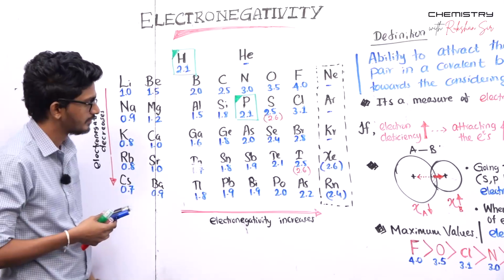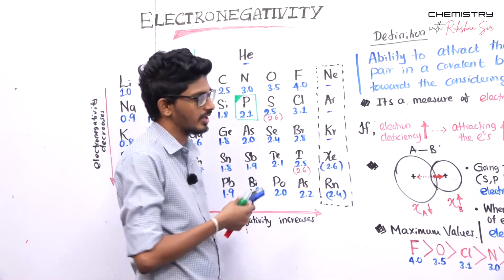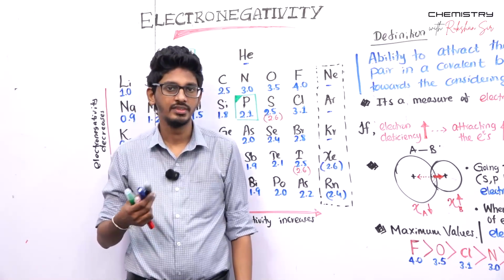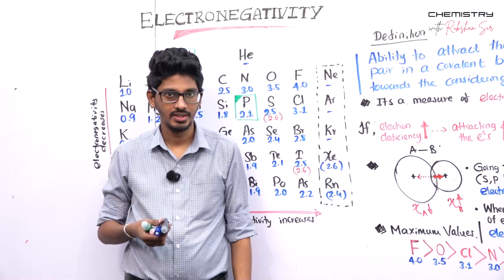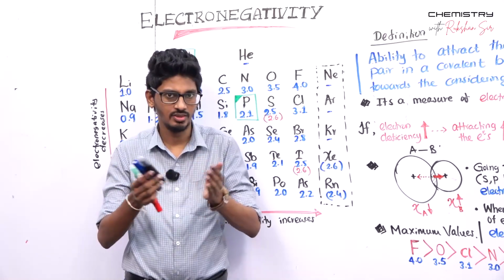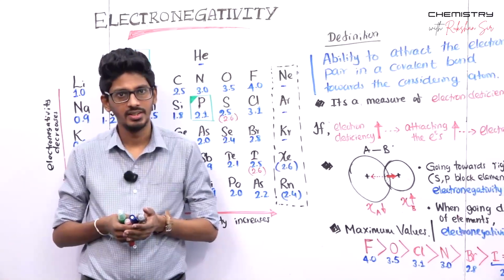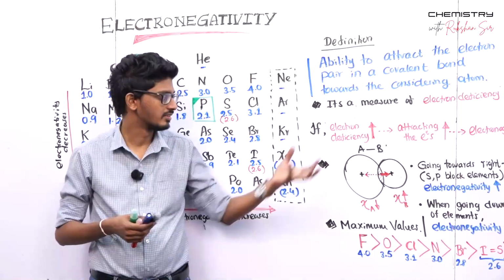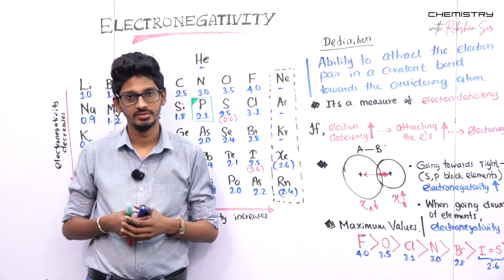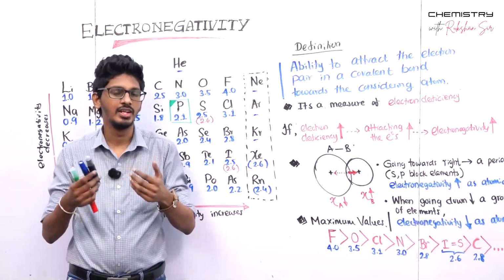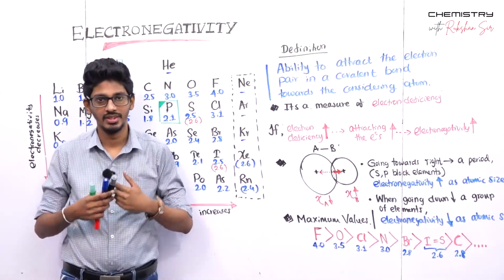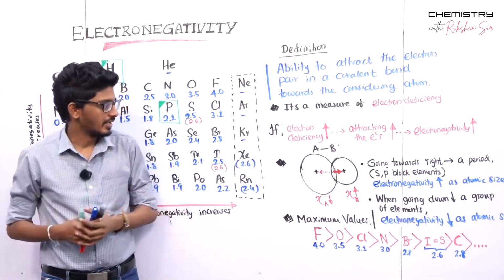Actually, this is referred to as the Pauling scale of electronegativity values. You may have learned this in your O levels as well. That is how the values are assigned, the reasons behind these values. The greater the electronegativity, the greater your ability to attract the electron pair towards yourself. That is the idea.